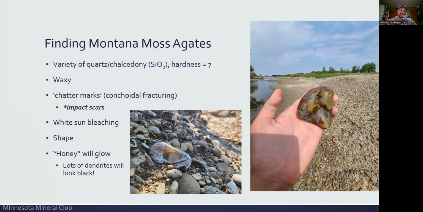As the agate is tumbling down the river, it's hitting into other rocks, and the outside husk of the agate can get beat up by that. So I think impact scars is a really good term for that.